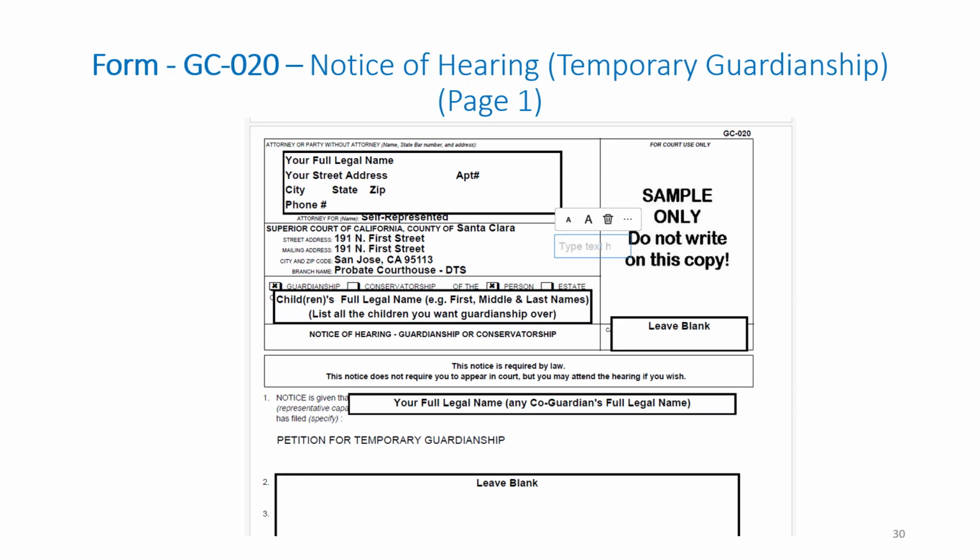You can leave page 2 of Form GC-020 blank for now, except for the caption at the top. The rest of this form will be completed later when you get to the service step of the guardianship process. We'll explain the concept of service in Part 3 of this workshop.